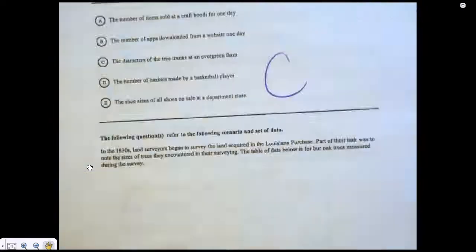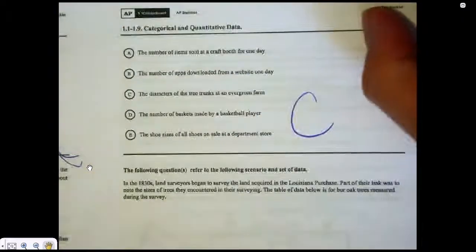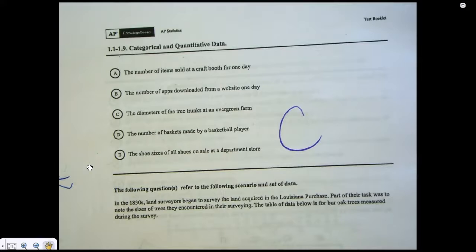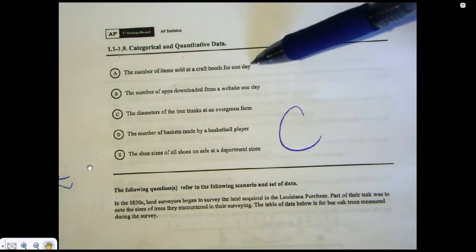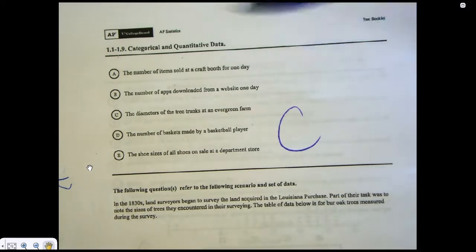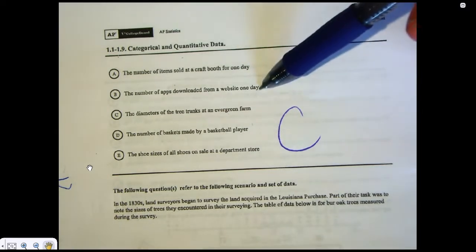And then number 20, which of the following describes a continuous variable? Continuous means all the decimals in between are possible, not just integers. So the number of items, I'm going to go through some wrong ones here too. Number of items sold at a craft booth for one day. Well, you might have sold 2, you might have sold 100, you might have sold 2,000. You did not sell 1.873621. So it's not continuous.